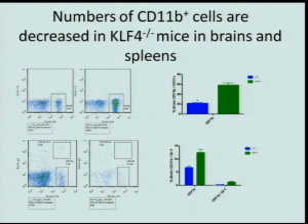In contrast, what we found was that the number of CD11B positive cells were significantly decreased in the KLF4 knockout mice in both the brains and the spleens. This was pretty consistent with the notion of this being important for inflammatory monocytes.